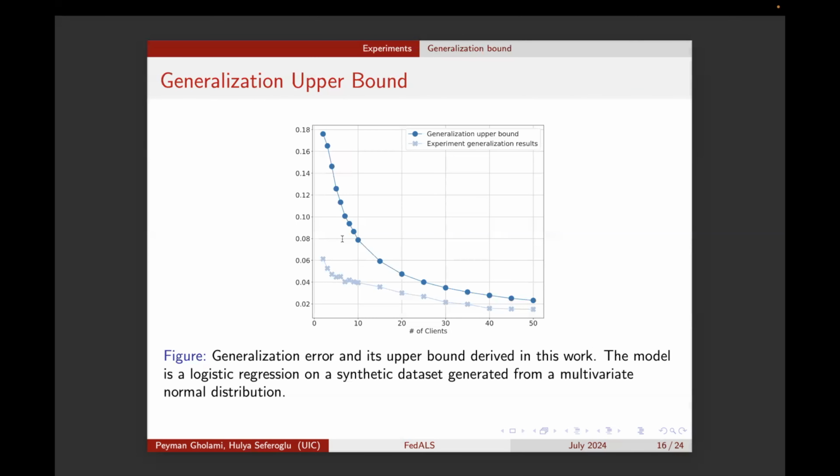And on this slide, we have a figure from one of our experiments that shows how tight this upper bound is. We use a synthetic dataset for this because we needed to access the real distribution that the data samples are coming from. In the figure, you can see that the darker blue curve represents the generalization upper bound, and the light blue curve shows the actual generalization. And as you can see, the upper bound gets tighter as we increase the number of clients.